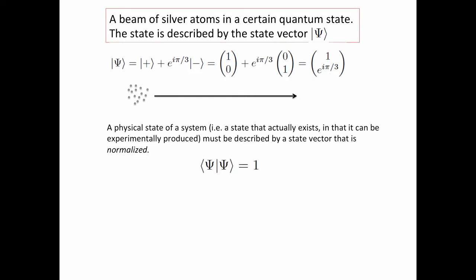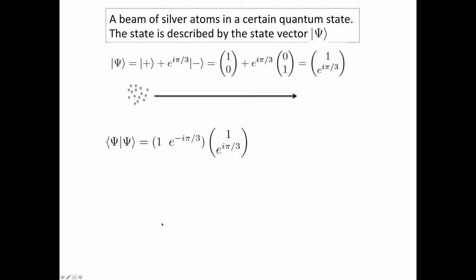Just like last time, we first have to figure out whether our state is normalized, and if it isn't, we have to normalize it. As a reminder, a vector is normalized if its inner product with itself is equal to 1. In other words, its magnitude squared is equal to 1.